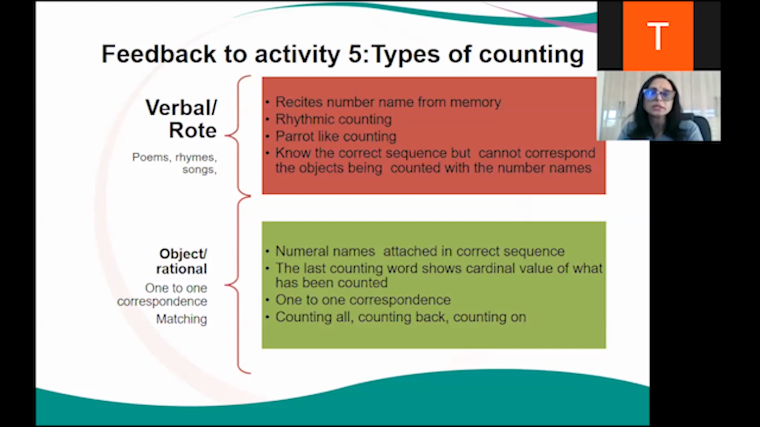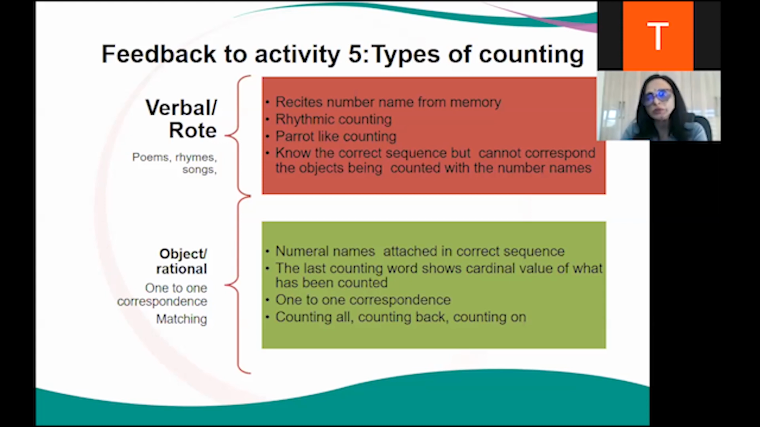Verbal counting entails the teaching of counting through poems, rhymes, songs, and so forth. It involves rhythmic counting and repetition, knowing the correct sequence but not being able to correspond the objects being counted with the number names. Object or rational counting is where the child is able to attach the numeral names in the correct sequence to the correct object.